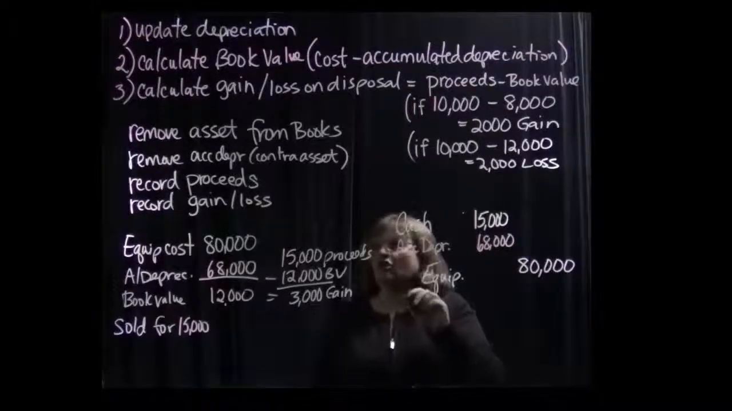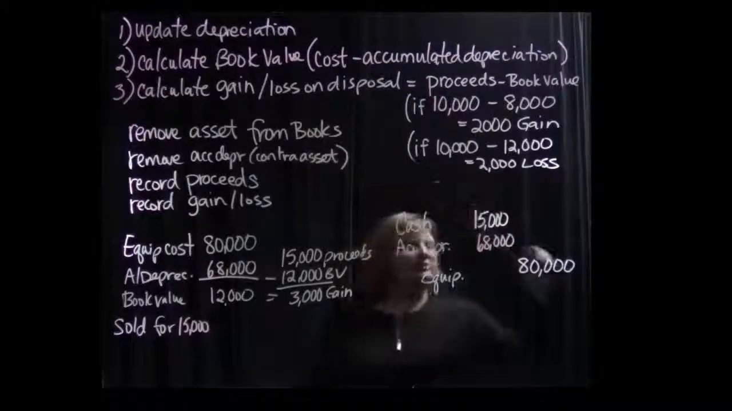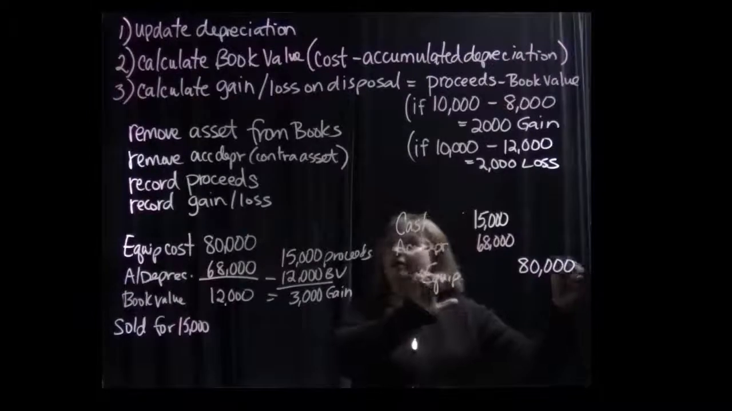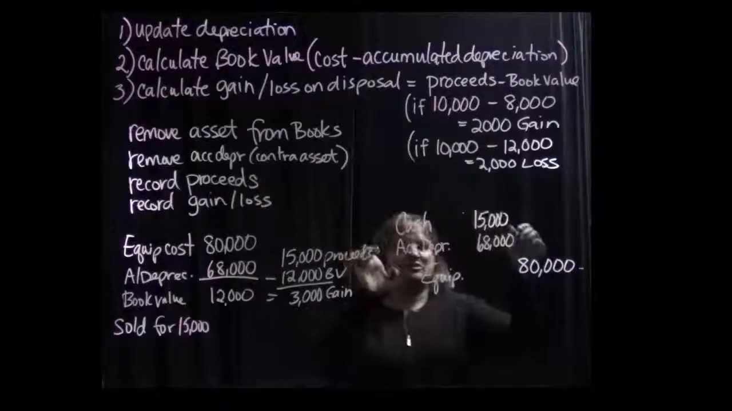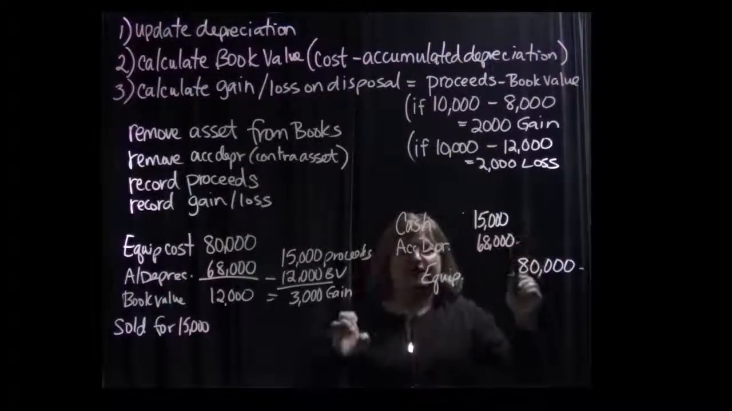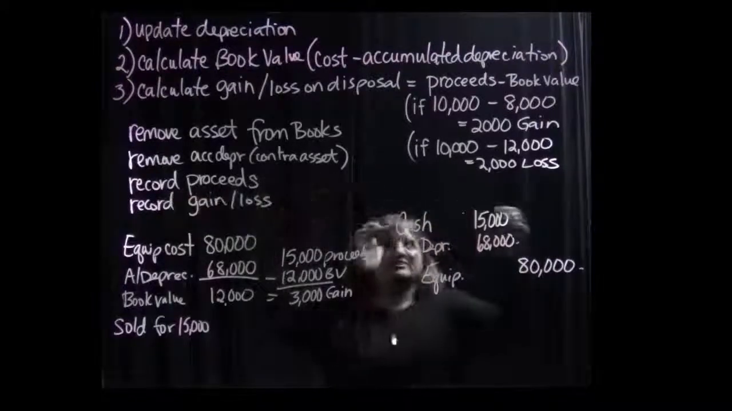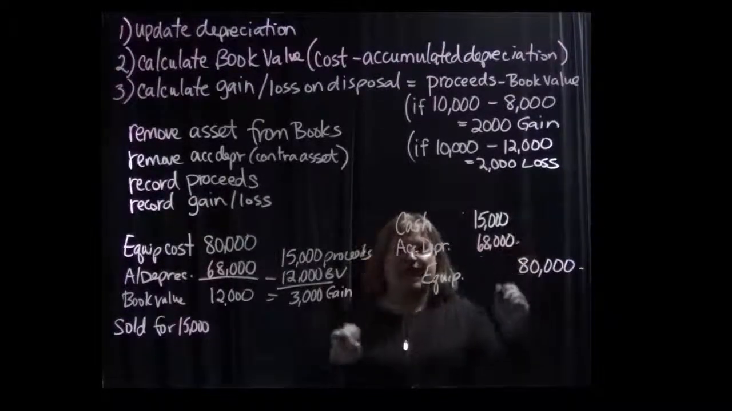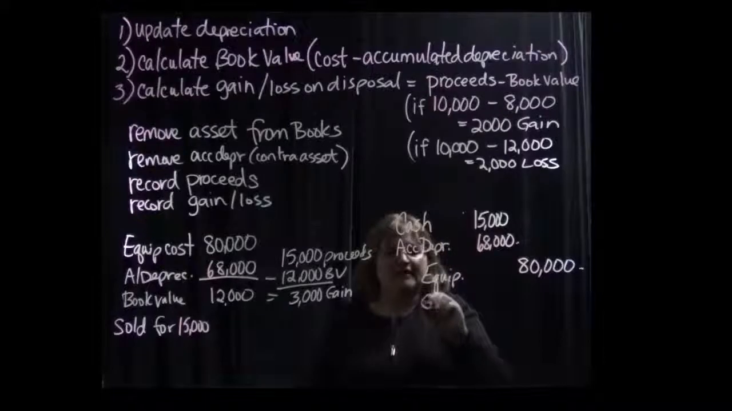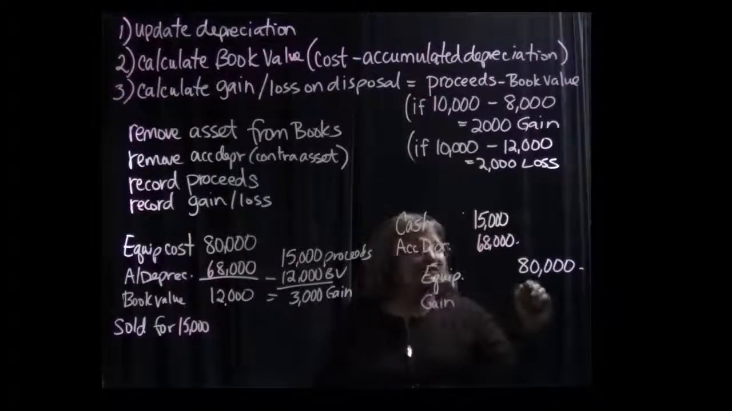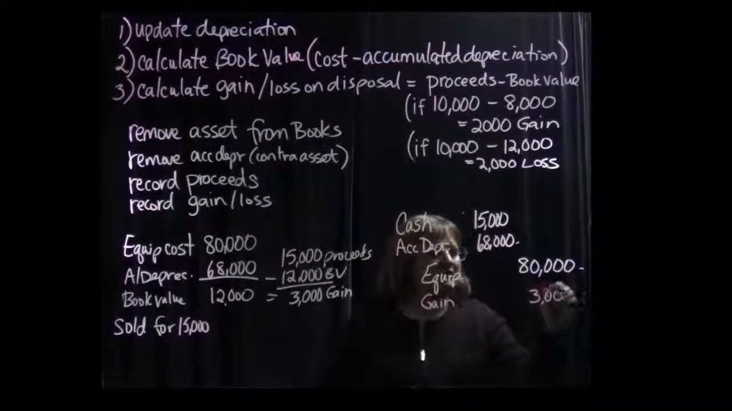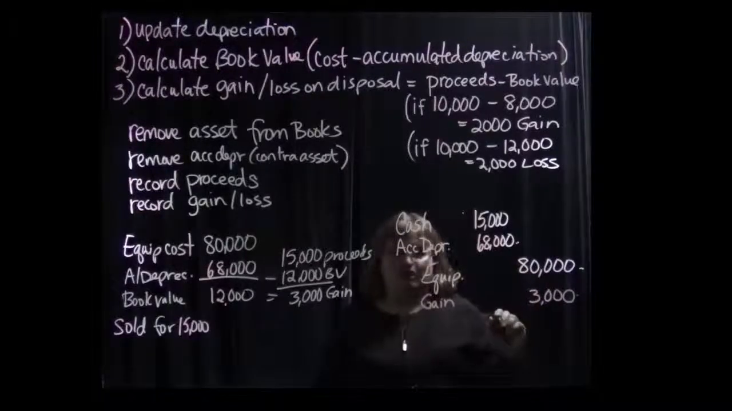And then we're going to record the gain. So removing the asset from the books, that's this part of the entry. Removing the accumulated depreciation is this part of the entry. Recording the proceeds is this part of the entry, the cash. And then recording the gain, in this case of $3,000, is this part of the entry.